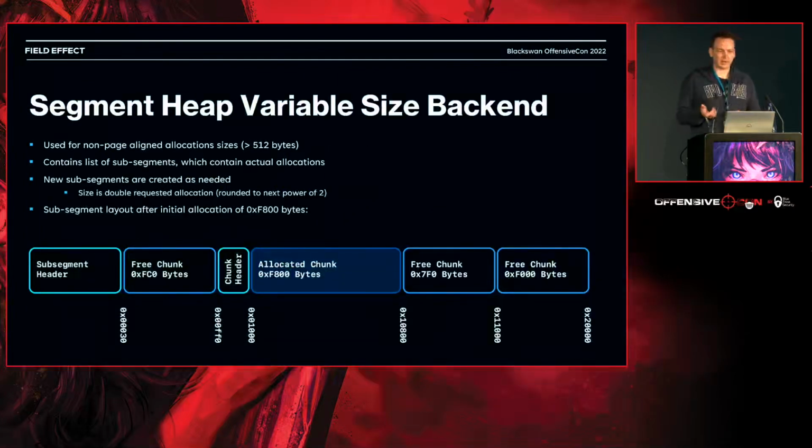So the variable size backend, I'm running long, eh? This is used for allocations that are bigger than 512 bytes and not page-aligned. It's made up of a whole bunch of subsegments, which get created when new allocations come in, and these subsegments will hold a bunch of individual allocations. As bigger allocations come out of them, you're going to get free chunks created. There are a bunch of details, but they try to keep the big chunks page-aligned, and that's why you end up with these multiple sections of small free chunks.